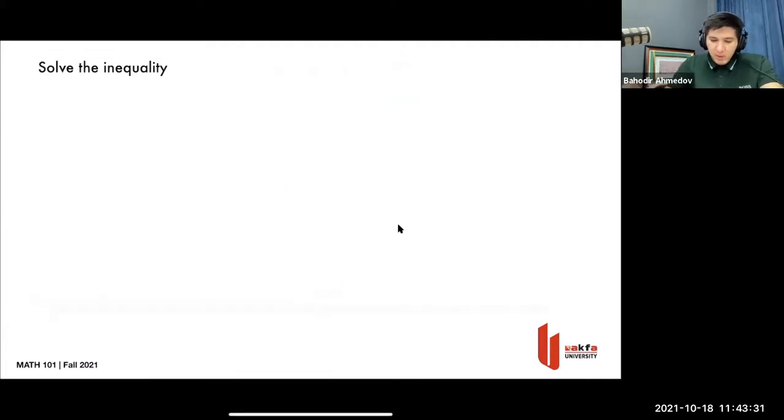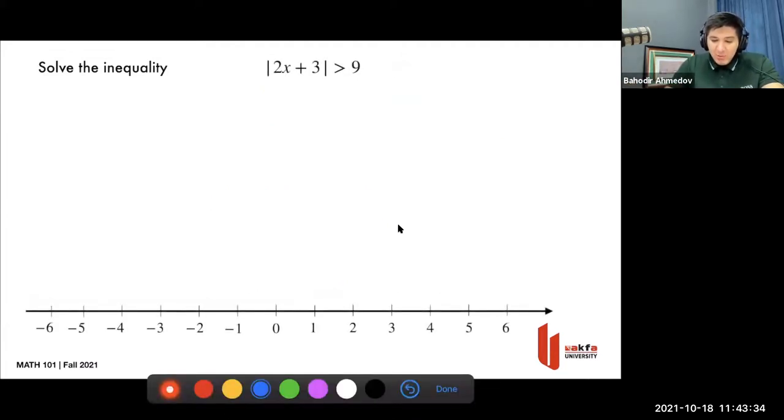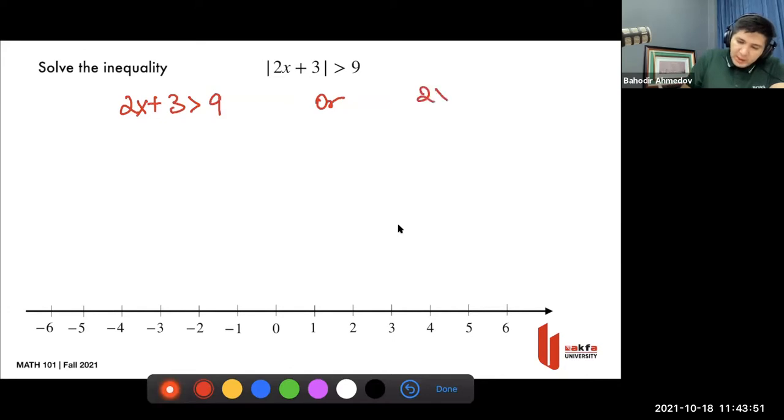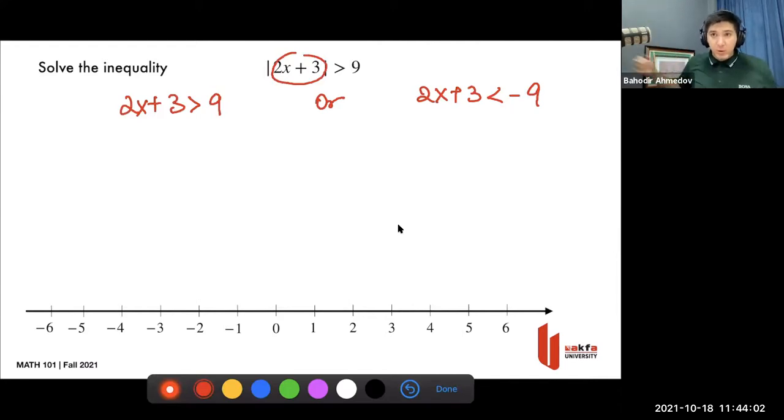So let's solve one more problem. The absolute value of 2x plus 3 greater than 9. Do you remember when you've got the absolute value greater than 9, you can open this in this way, right? So it is either 2x plus 3 is greater than 9 or 2x plus 3 is less than minus 9. This value here should be away from 9, or away from minus 9, so that the distance between this point and the origin is going to be greater than 9. This is the meaning.